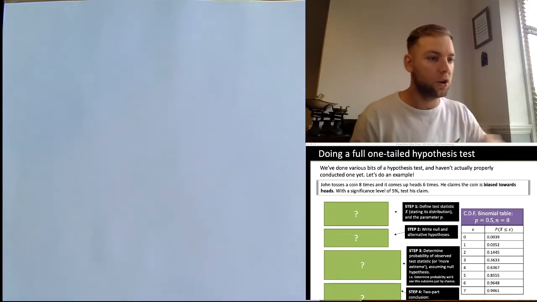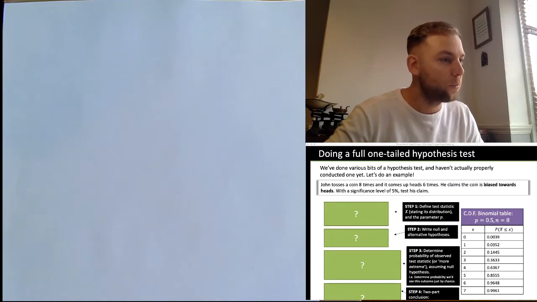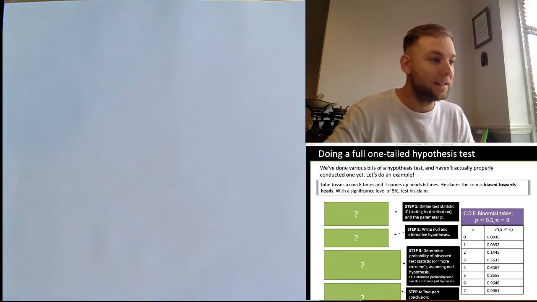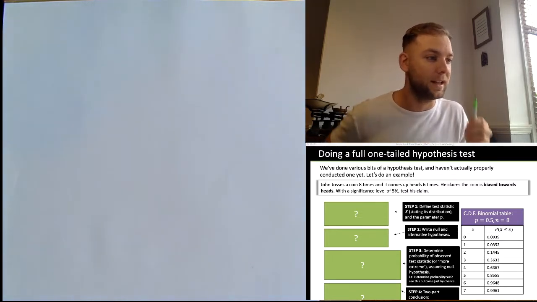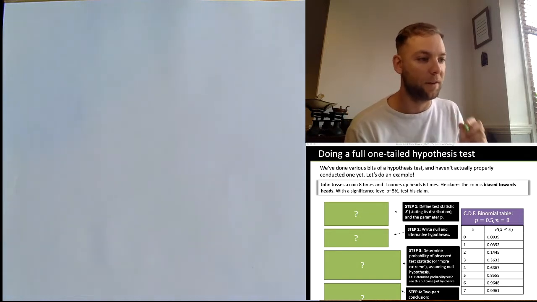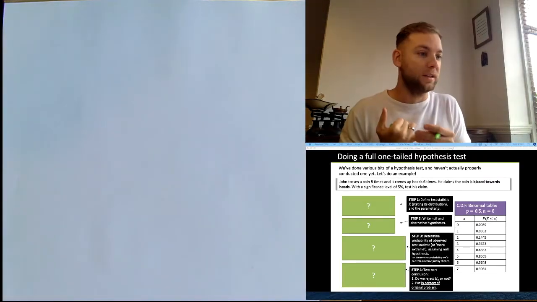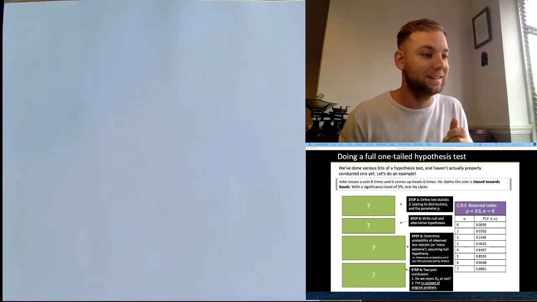John tosses a coin 8 times, and it comes up heads 6 times. He claims that the coin is biased towards heads, with a significance level of 5%. Test his claim. Step 1 is to define the test statistic.